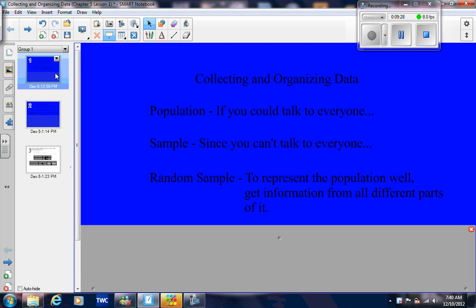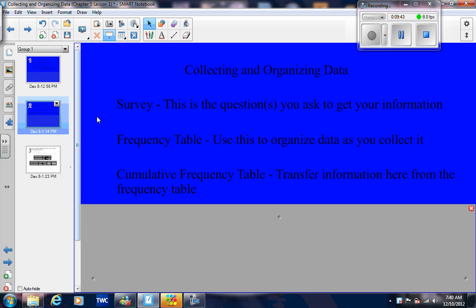All right, so here's a beginning for collecting data. Just to review, the population is the group that you're trying to talk about. Since you can't talk to everybody in that group, you take a sample, and you want to take a good random sample so you get information from the whole population, not just certain pieces of it. When you have a survey, you're asking certain questions, you've got a frequency table in your hand as you're collecting that data, and then you transfer it to a cumulative frequency table. All right, we will continue to talk about more with data as we continue in this chapter.